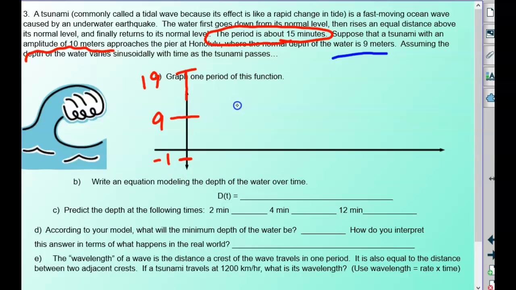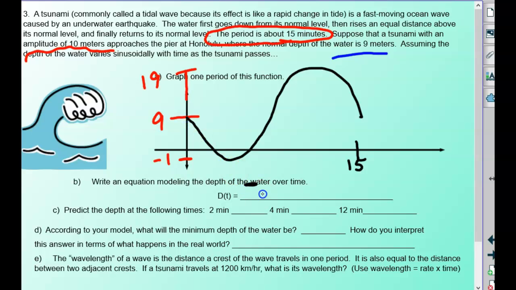What do we know? It says it starts at 9, right, and it recedes? And then it comes in and does this? Does that seem right? And the period is about 15 minutes. So do you want to call that a cosine? What do you want to call that one? A sine? Do you want to call it a positive sine, a negative sine? Negative sine, and then we won't need a phase shift?